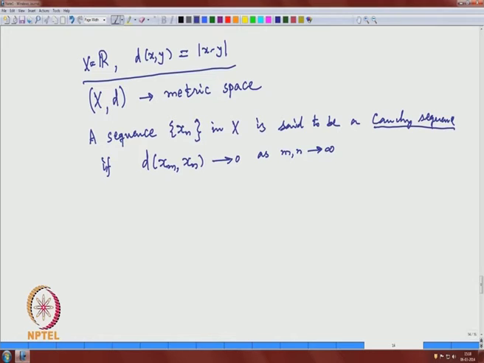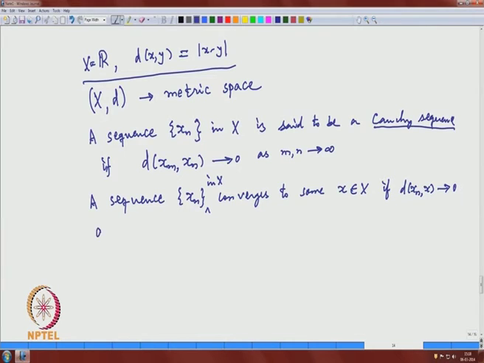You can also write it in the form of epsilons. A sequence x_n in X converges to some x in X if d(x_n, x) tends to 0 as n tends to infinity.